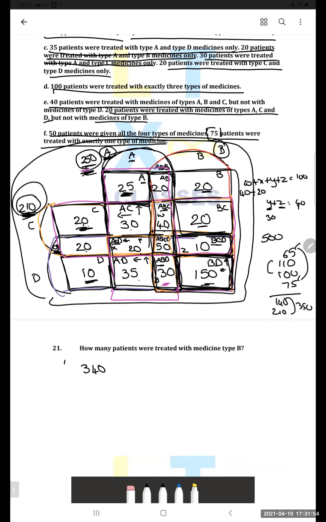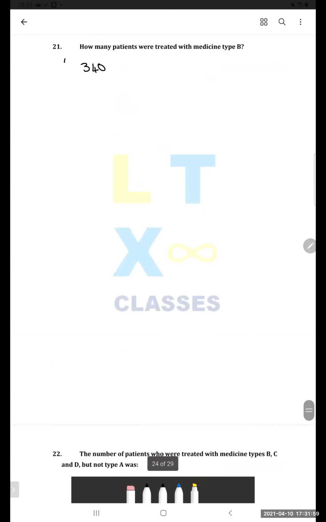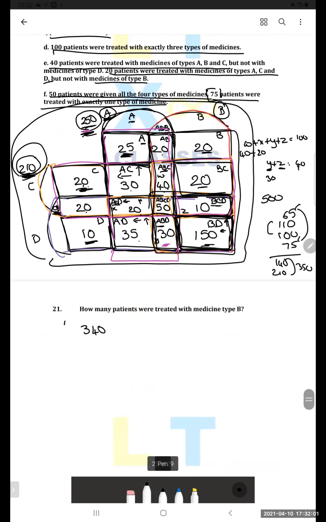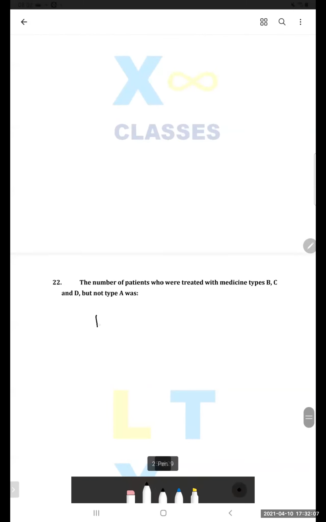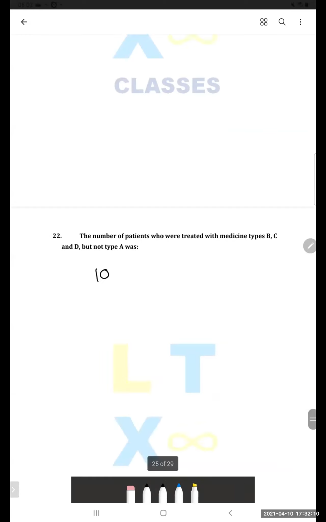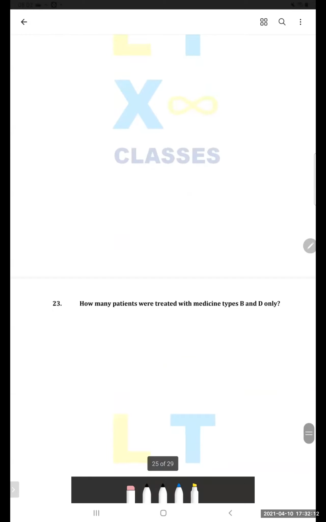From the grid, what would that be? 10. Perfect. 10. That's over here. B, C, and D, and not A. So the answer is 10. Next question. How many patients were treated with medicine types B and D only?